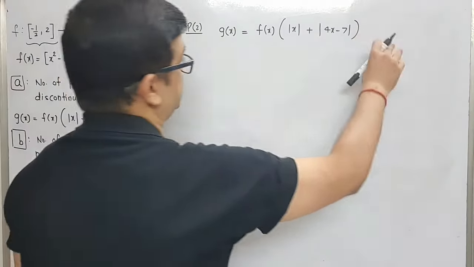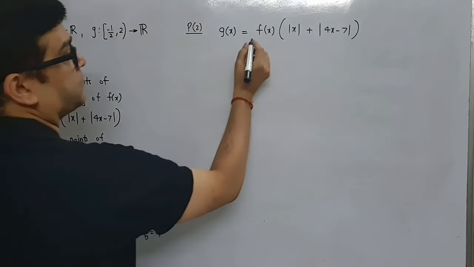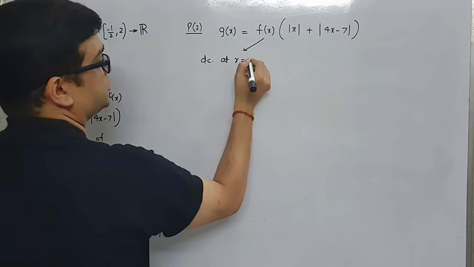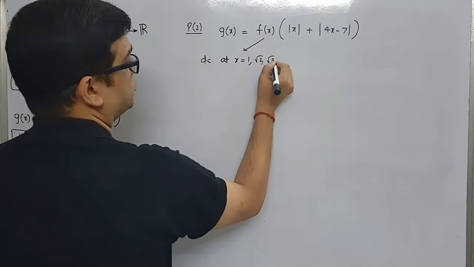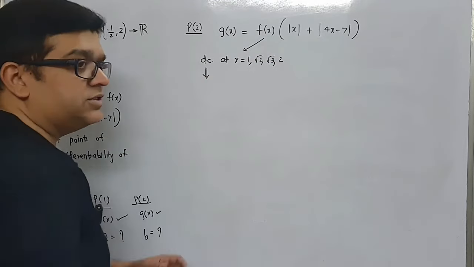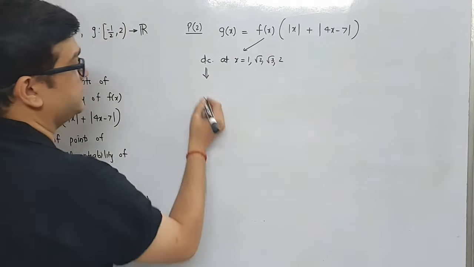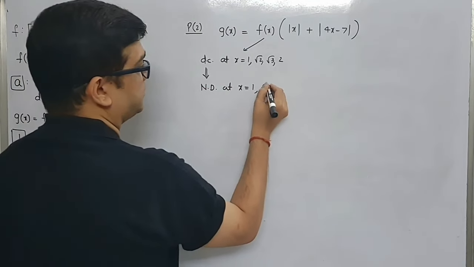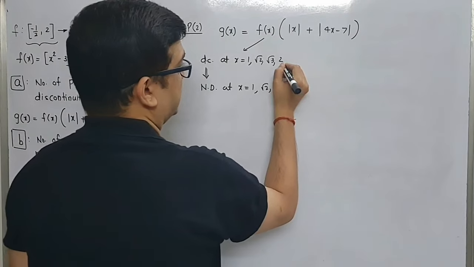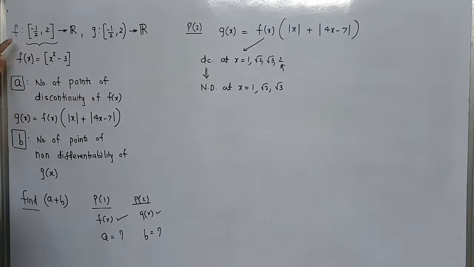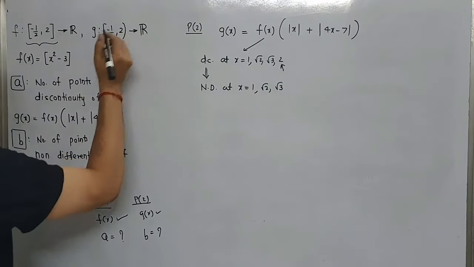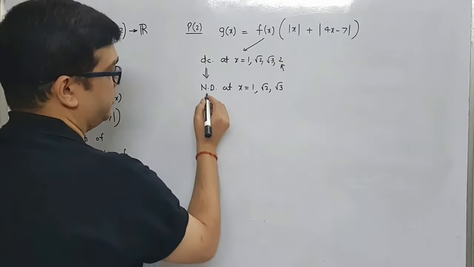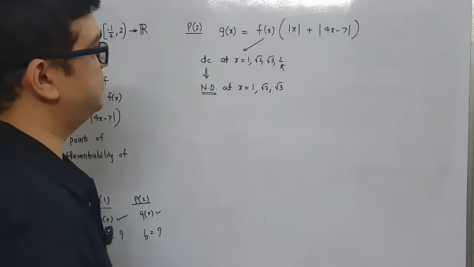This is our function g(x), and remember, this function f(x) was discontinuous at x equals to 1, root 2, root 3, and 2. Discontinuity implies non-differentiability. That means this function is not differentiable at x equals to 1, root 2, root 3. I'm leaving 2 because this function g(x) is defined at 2 open, right? So I'm discarding this whenever we talk about non-differentiability.